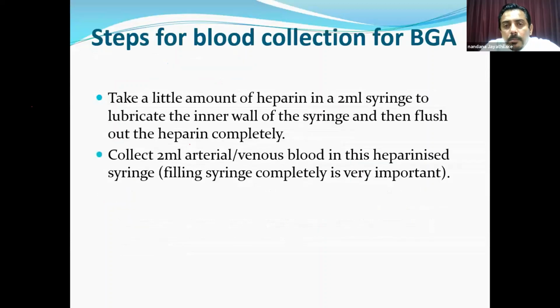So what are the steps for blood collection for blood gas analysis? You have to take a little amount of heparin in a 2 ml syringe to lubricate the inner wall of the syringe, and then flush out the heparin completely. A little amount of heparin would remain in the cap of the syringe. That is enough. You can collect the 2 ml arterial or venous blood in the heparinized syringe. Filling the syringe completely is very important.